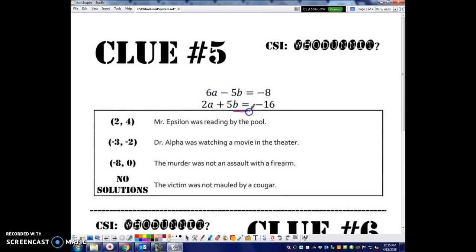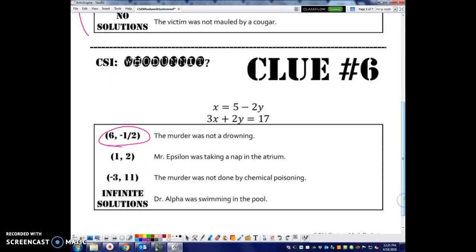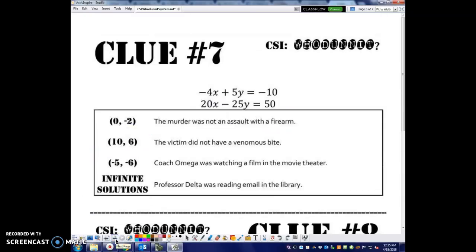Number 5, this is your problem. You will treat A like X and B like Y, and these are your solutions. Hit pause while you solve this problem. Number 6, this is your problem. These are your options. Hit pause if you still need to solve this problem. Clue number 7, this is your problem. These are your solutions. Hit pause while you solve this problem.